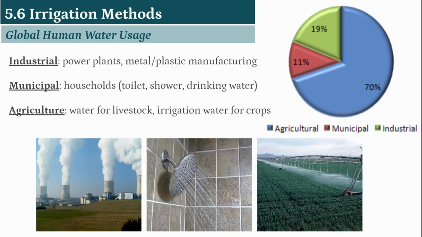It is used for cooling in power plants and electrical plants. In manufacturing, it's used to make metals and plastics. In our household, you use water for everything, for cooking, for cleaning, for bathing, for watering your plants, for giving water to your animals, and for livestock and agriculture. Everything on life needs water.